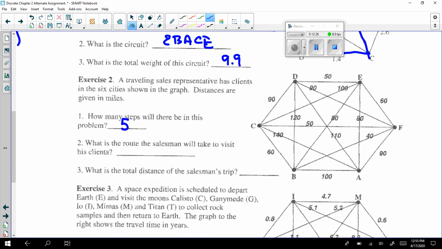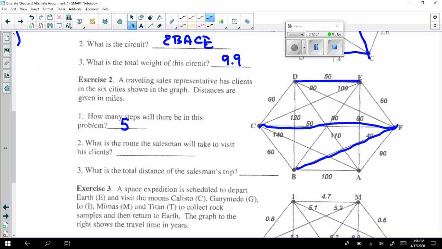But there's 6 vertices, so there's going to be 5 steps. All right, so the first one I'm going to choose is the lowest one, which is, let's see, I've got a 40, a 60. So my 40 is going to be the first one I choose. And then I can choose 50. Yeah, I think I did this wrong last time. So let's keep doing this one. 50 and 50.